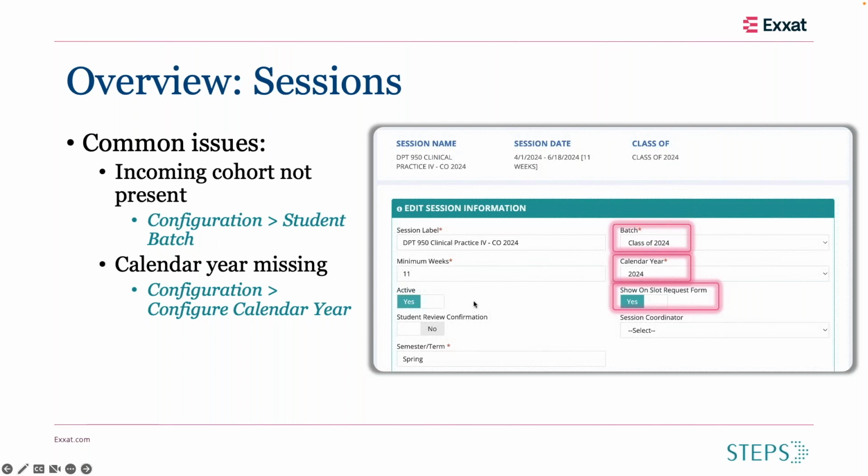One thing before we navigate away from this page is that there is going to be this question here, show on slot request form. So as you build your sessions, make sure that that is set to yes. It just indicates that when you are building a slot request, do you want this session to be listed on your slot request to select from? And we do, since these are future sessions that you're building, you definitely want those to show up for you. So just make sure that's set to yes when you're building your new sessions.